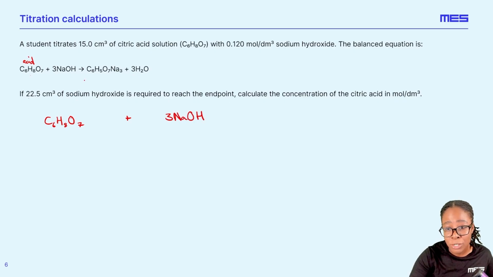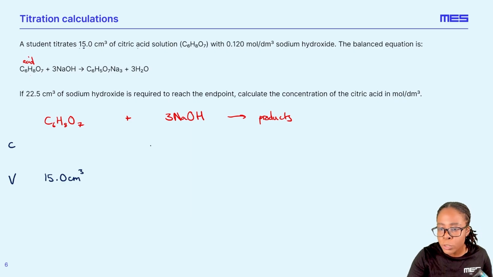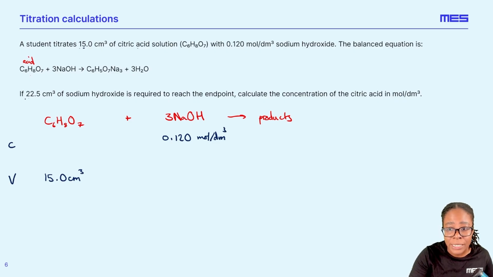To be fair, do I need to write those products out? No, I don't want to, because I don't care about them in the calculation anyway. Now, just like before, I'm going to read the question really carefully and figure out what I have enough information to calculate the moles for. Well, we're told we've got 15 centimeters cubed of the citric acid. That's the volume. We've got 0.12 moles per decimeter cubed of sodium hydroxide. That is the concentration. And we're told that we needed 22.5 centimeters cubed of the sodium hydroxide for the endpoint.